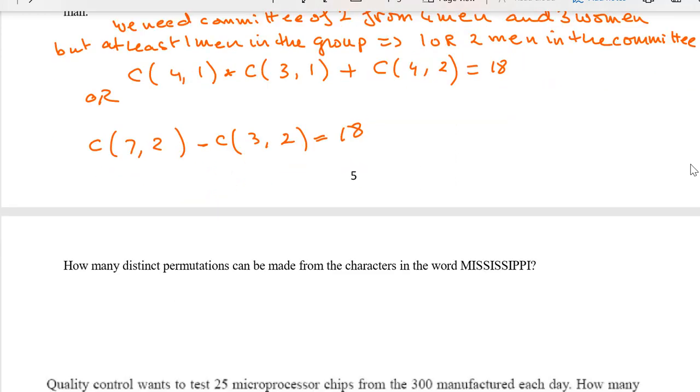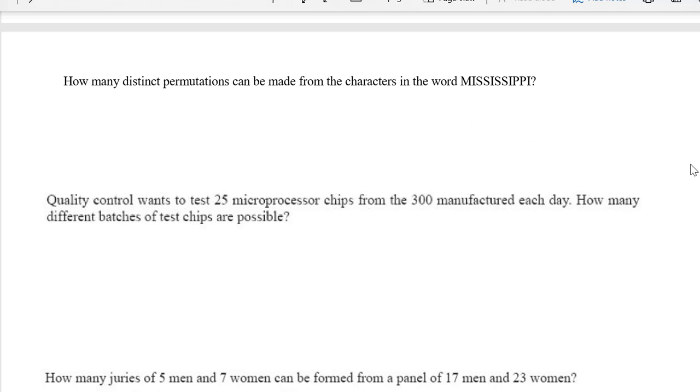Let's see another example. How many distinct permutations? Already here we know this word, permutation, that means I have to think of permutation. Take the word Mississippi and move those letters around: how many different ways can we have these letters rearranged? As you see here, the word Mississippi has 11 letters. 4 of them are S's, 4 of them I's, and 2 P's.